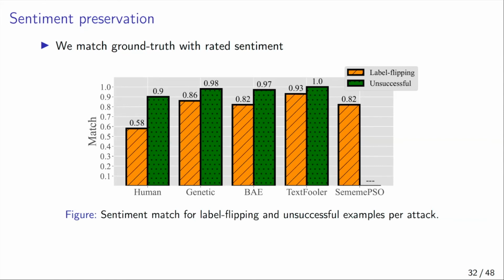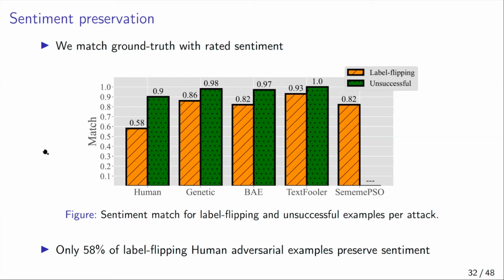And here we can see the fraction of matches that we have for each of those different attacks. This is divided into label flipping and unsuccessful adversarial examples. The more interesting ones are the label flipping ones because they are considered successful adversarial examples. And what we can see here, interestingly, is that whereas all of the 4 attacks achieve a match fraction of more than 80% with respect to sentiment, the human-generated ones only preserve sentiment in 58% of the cases. So this is just interesting to observe. That means that a substantial amount of label flipping adversarial examples that have been generated by humans do not actually preserve sentiment.